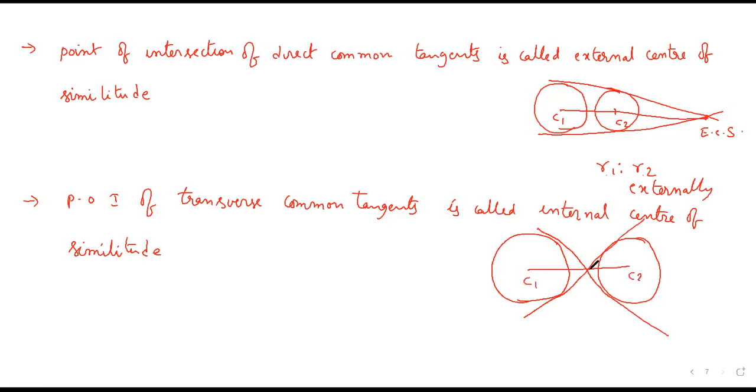So for this position here we have two transverse common tangents. This point of intersection is called the internal center of similitude. This one also divides the line segment joining C1, C2 in the ratio R1 is to R2 internally. So by using the section formula you can find the internal center of similitude in the ratio R1 is to R2, because we know the centers and R1, R2.